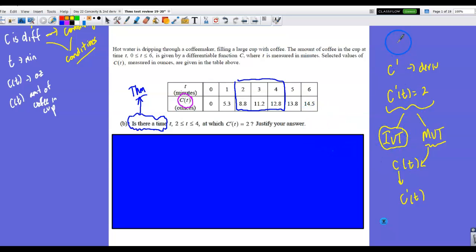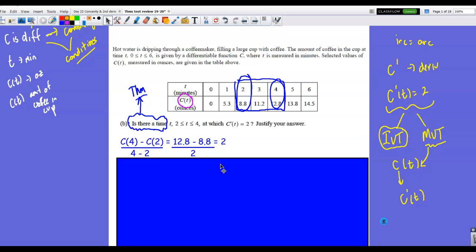This is basically asking me, is the instant rate of change, this is what the mean value theorem says, equal to the average rate of change? So I'm going to calculate the average rate of change. So I'm going to need to pay attention to the x and y coordinate for the first endpoint and the x and y coordinate for the second endpoint. So in my work, I'm going to calculate the average rate of change.